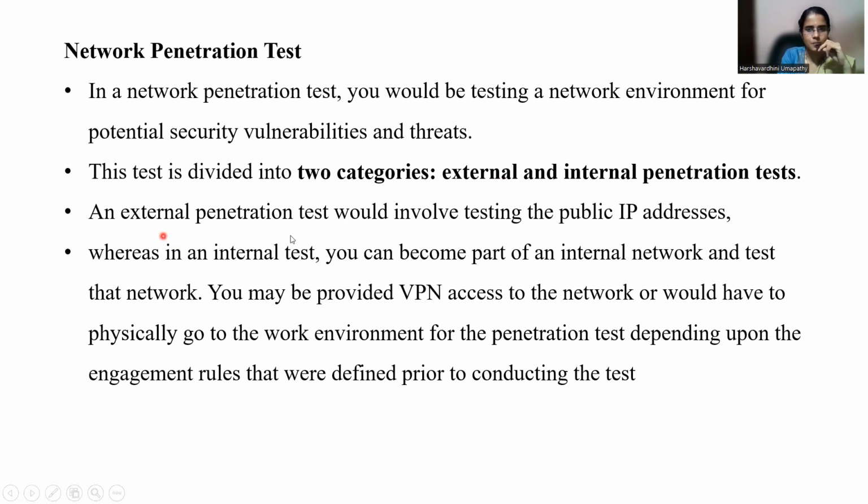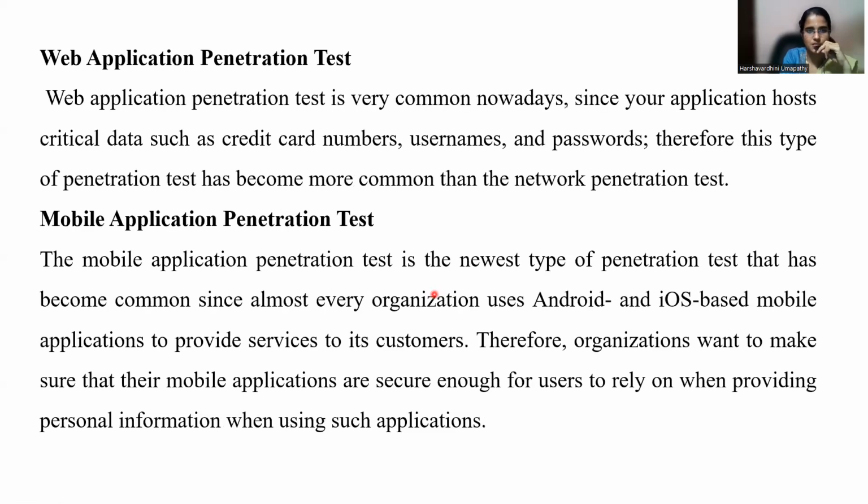External penetration testing is mainly used in testing the public IP addresses, whereas the internal test is used to test the VPN access or internal components inside the networks. Next one is web application penetration testing. Web application penetration testing is more common than network penetration testing, and it is used to test critical data like credit card numbers, usernames and passwords.